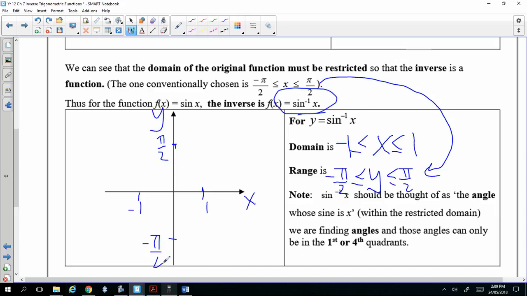Okay, so you just label these first, and then what you do is you're going to plot the 3 points, one at the origin, and then one here, and one there. Okay.